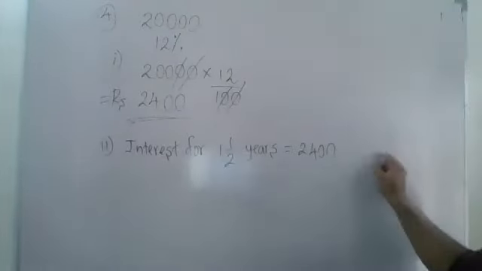But this is not the answer. The answer is the total amount you should pay to settle the loan. Then we can finalize this. Total amount: the loan is 20,000 plus 3,600. That is 23,600.